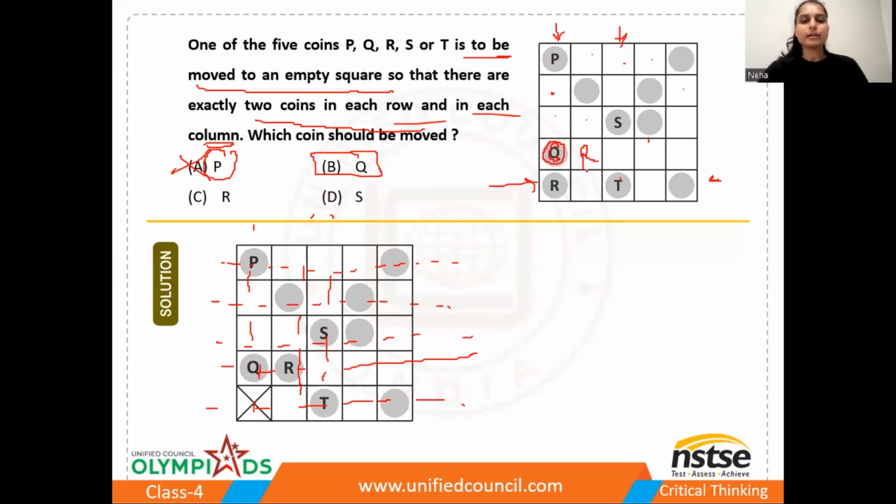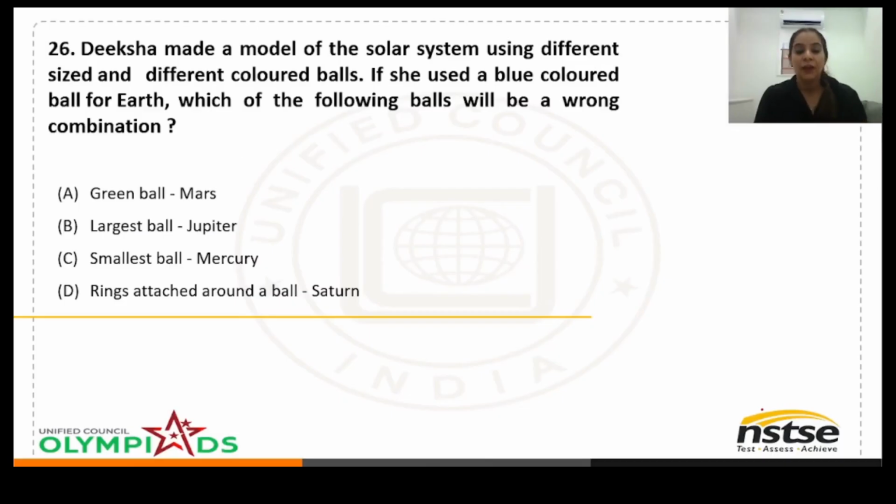If I move R, then yes, it will be fine because we have 3 points in this row, so they will be 2. So I can say now R I can move. This will be a great choice. And for S, if I move S, then after moving S, I will have only 1 point in this row, so I cannot move this. So yes, I can move R. Perfect.